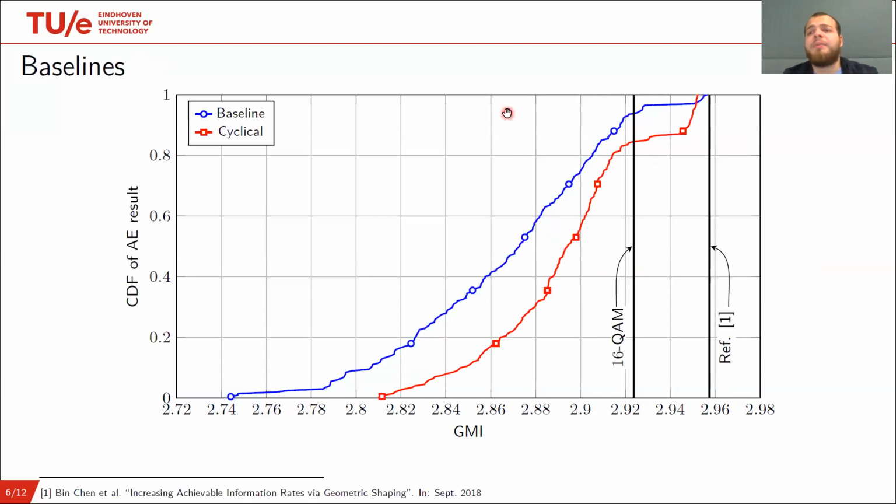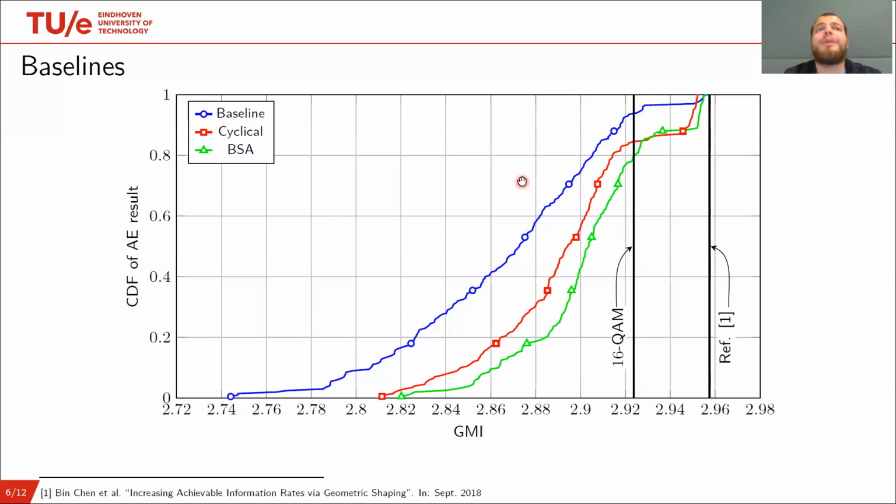After that, we decided to look into more domain-specific knowledge, such as the binary switching algorithm. The binary switching algorithm is an algorithm that optimizes the binary labeling of a given constellation. So throughout optimization, once every few hundred iterations, we perform the binary switching algorithm. Once again, there is an improvement when compared to the baseline, but it's still not sufficient.